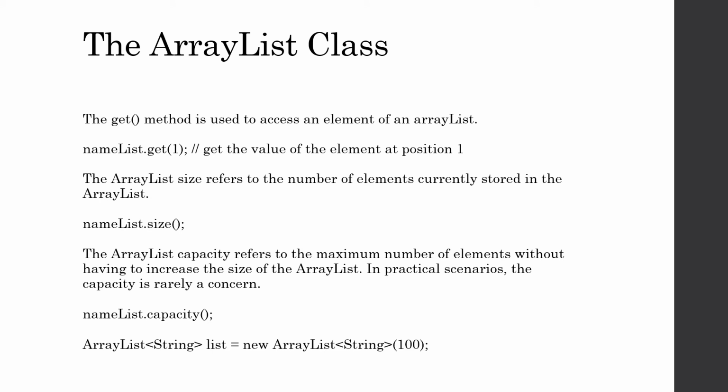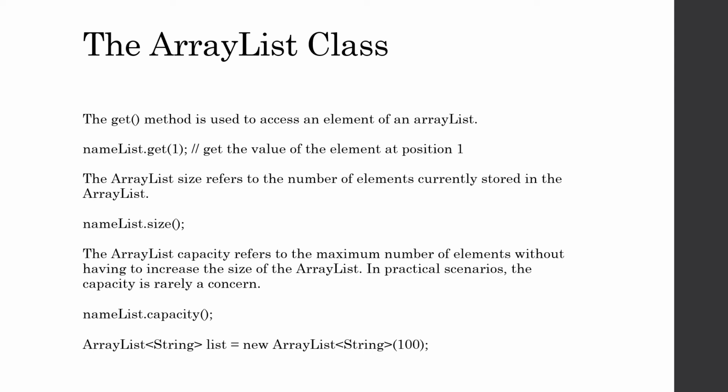Additionally, there's also going to be the ArrayList Capacity, which refers to the maximum number of elements without having to increase the size of the array list. I will say now that in practical scenarios, the capacity is rarely ever going to be a concern. There's a lot of different methods that, whenever you call them, will automatically update whatever value this capacity holds. So it's very difficult to keep track of precisely what that number is going to be at any given moment in your program. But if you want to be able to access that, you can use this capacity method.